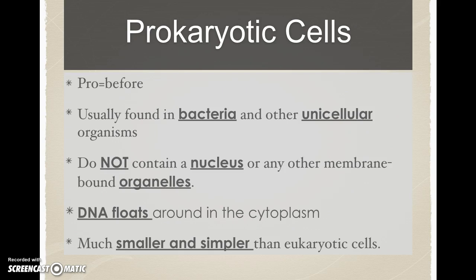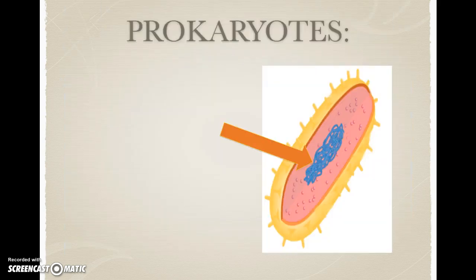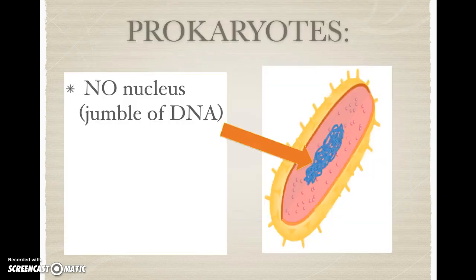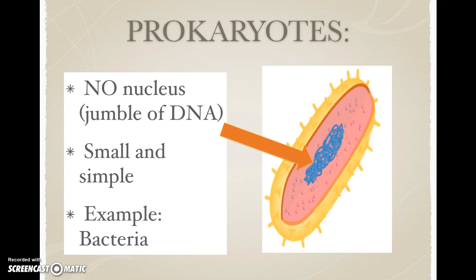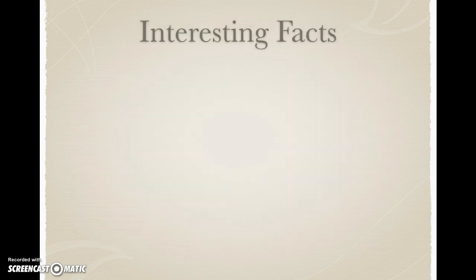If you compare it to eukaryotic cells, everything tends to be bound. So it's like mini rooms inside a cell. In this one, everything's just basically free-floating. DNA floats around the cytoplasm. It is much smaller and simpler than eukaryotic cells. So here's a prokaryotic cell. Again, it's just a jumble of DNA, no real nucleus. It's small and simple. An example is a bacteria cell.